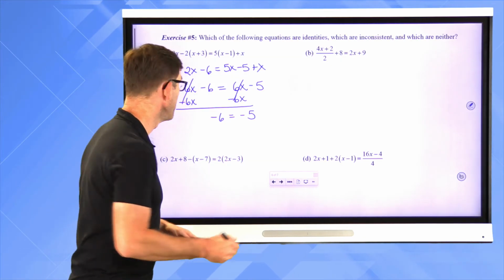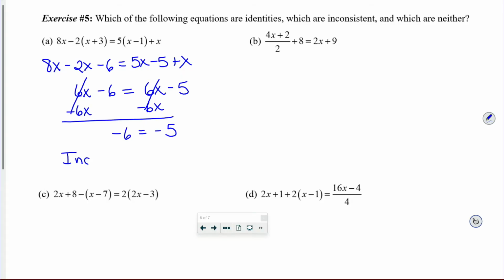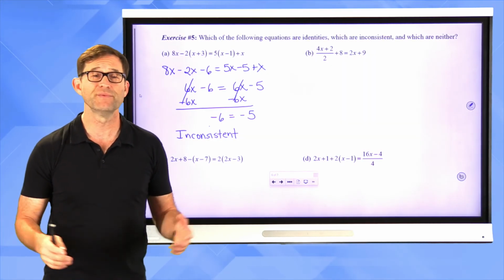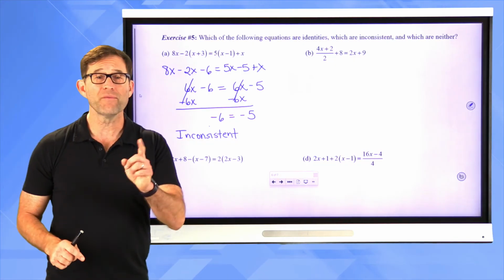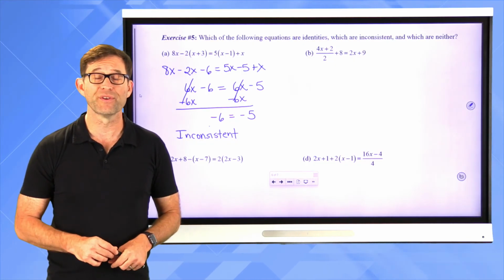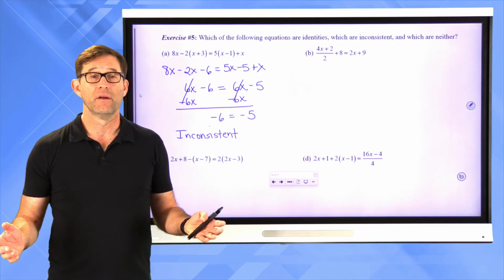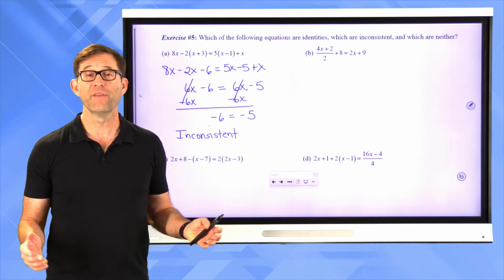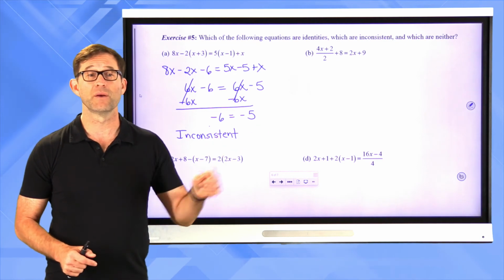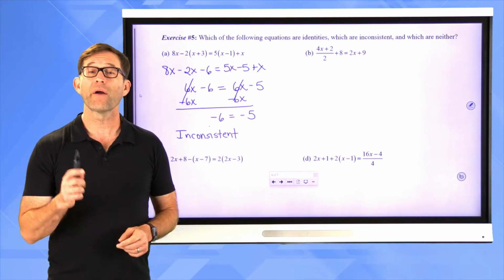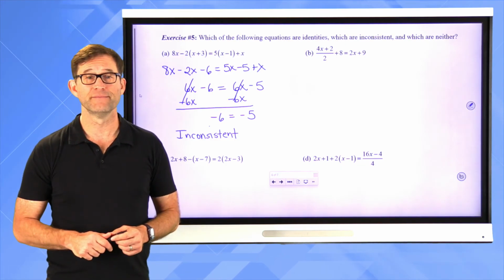And therefore, this is an inconsistent equation. Again, you'll get people that'll say, oh, no, that means that -6 is a solution or that -5 is a solution. No. If I ask you what value of x makes -6 equal to -5, your answer should be, there's no value of x that will do that, right? There's nothing at all in this universe that will make -6 equal to -5, and therefore it is inconsistent. All right, why don't you go ahead and play around with letter B.